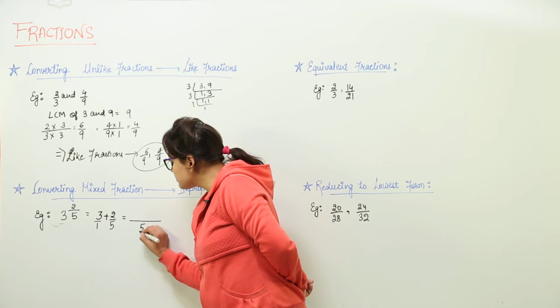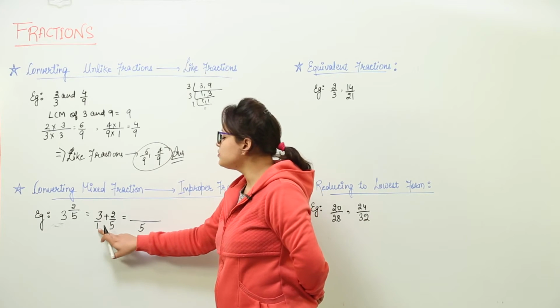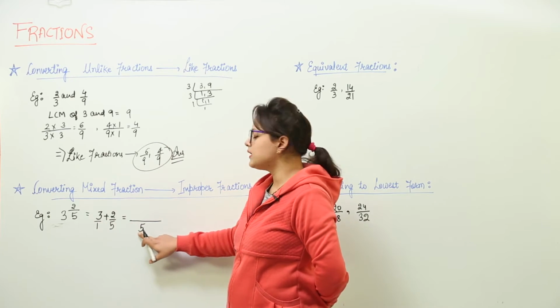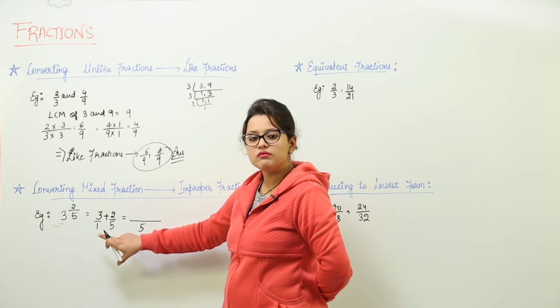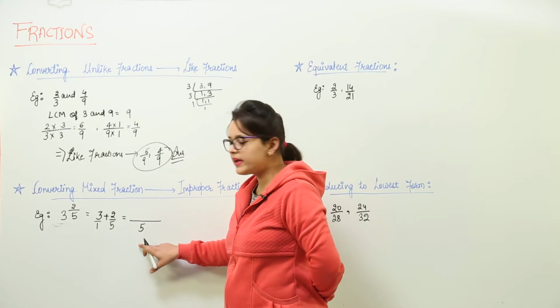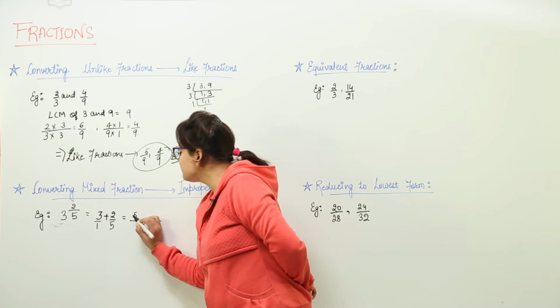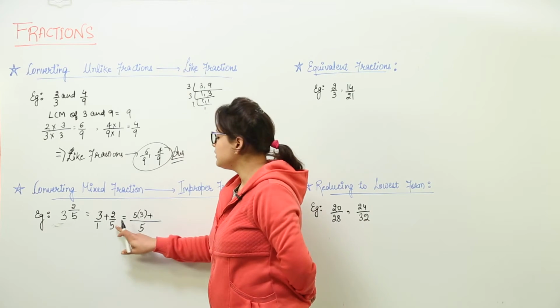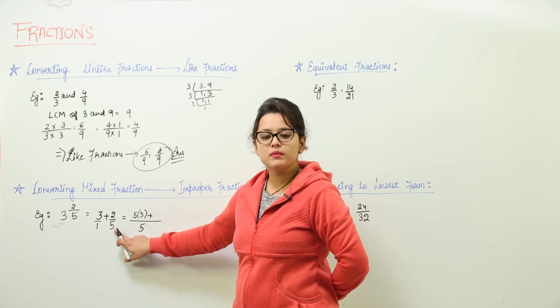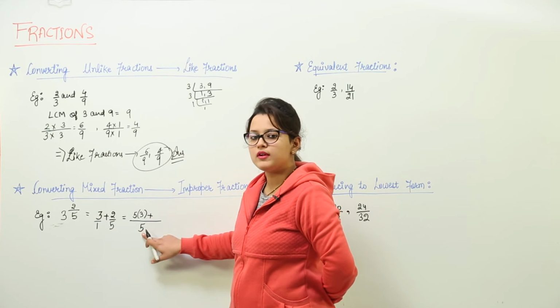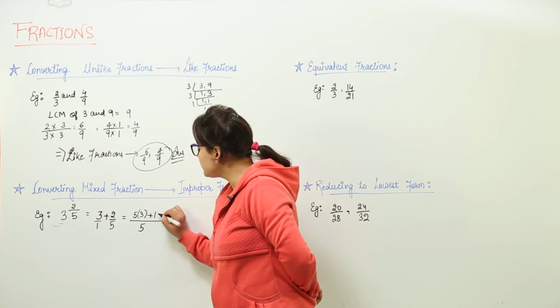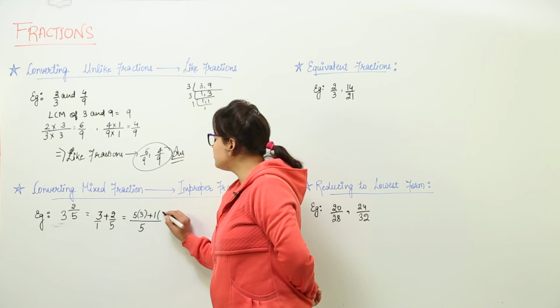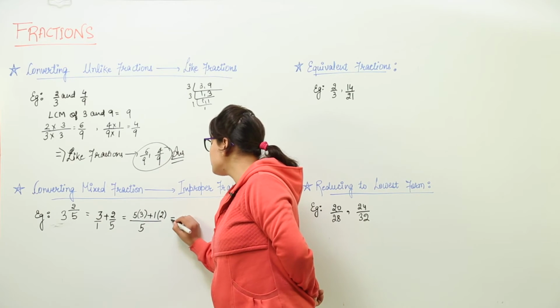The LCM is 5. Now what should you multiply 1 with to make it 5? We should multiply 1 with 5, that will become 5. So I write 5 here, numerator as it is. Then think about the next one. What should 5 be multiplied with to become 5? We have to multiply this with 1, right? And the numerator as it is.